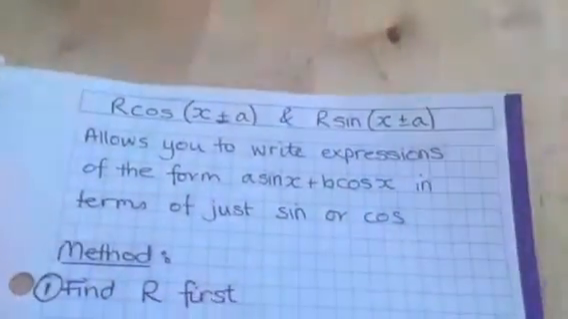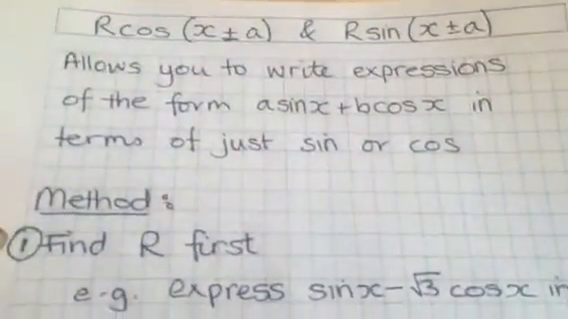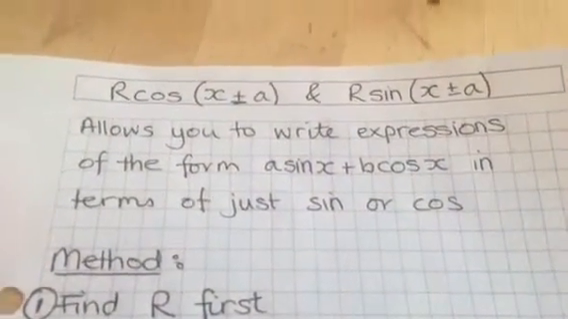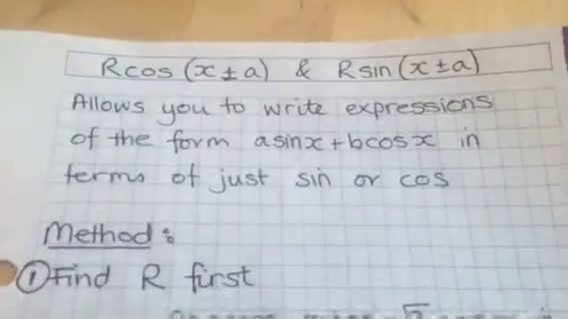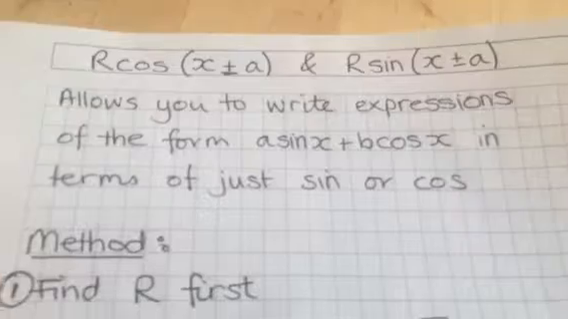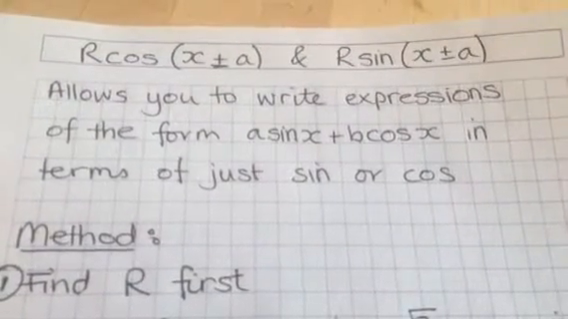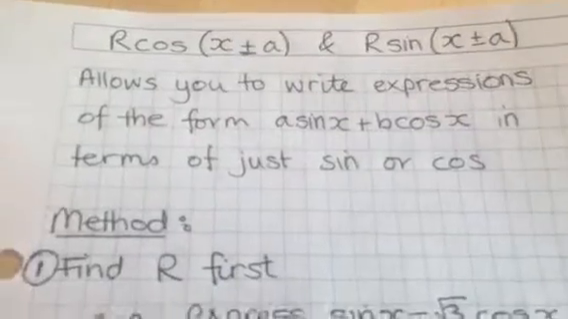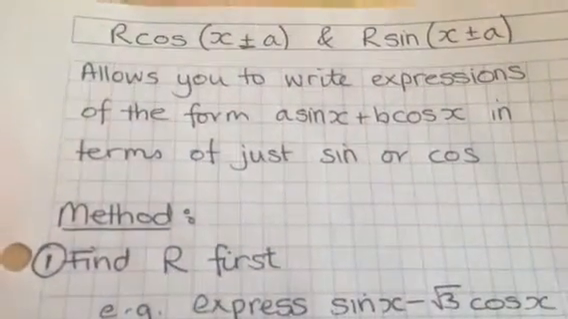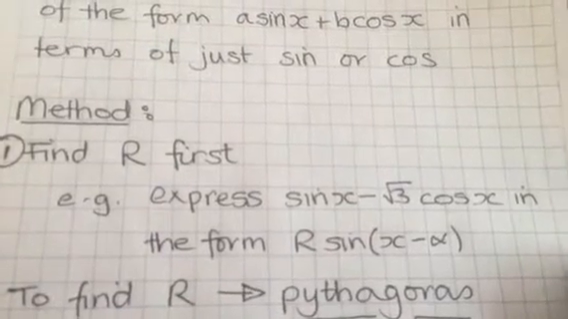So in C3 you may be expected to write an expression in the form R cos(x + alpha) or R sin(x + alpha), and it allows you to write expressions where you've got A sin x + B cos x just in terms of sine or cos, so it's quite a useful method. So the method is, the first thing you do is find R. This is incredibly easy to do.